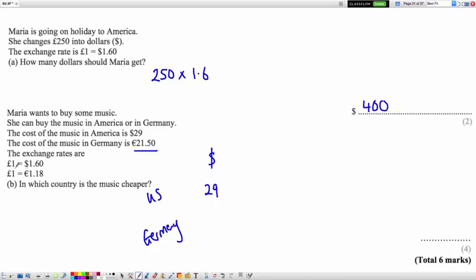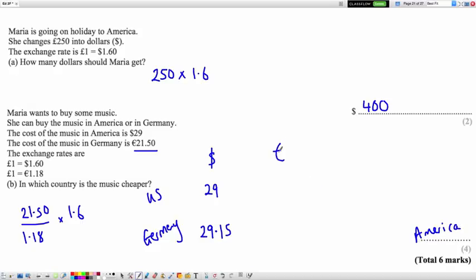So our first step is to use the exchange rate here by taking 21.50 and dividing by 1.18. That will give us how many pounds, and then we times by 1.6. Putting that into your calculator should give you $29.15. So we can see here that it is cheaper in America.